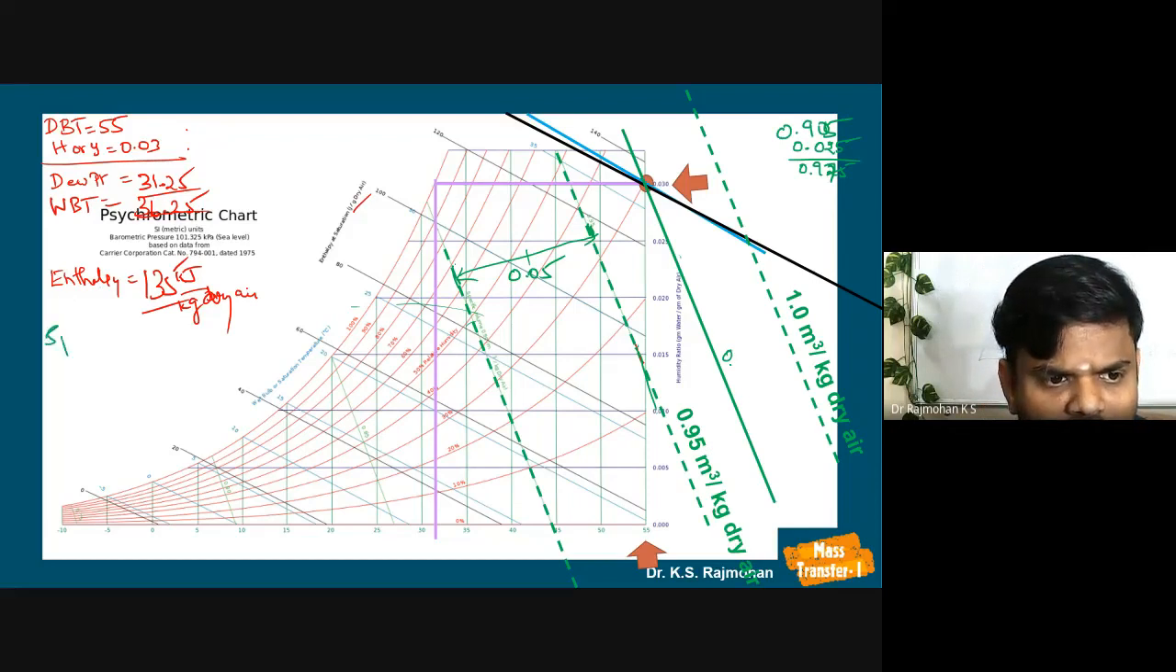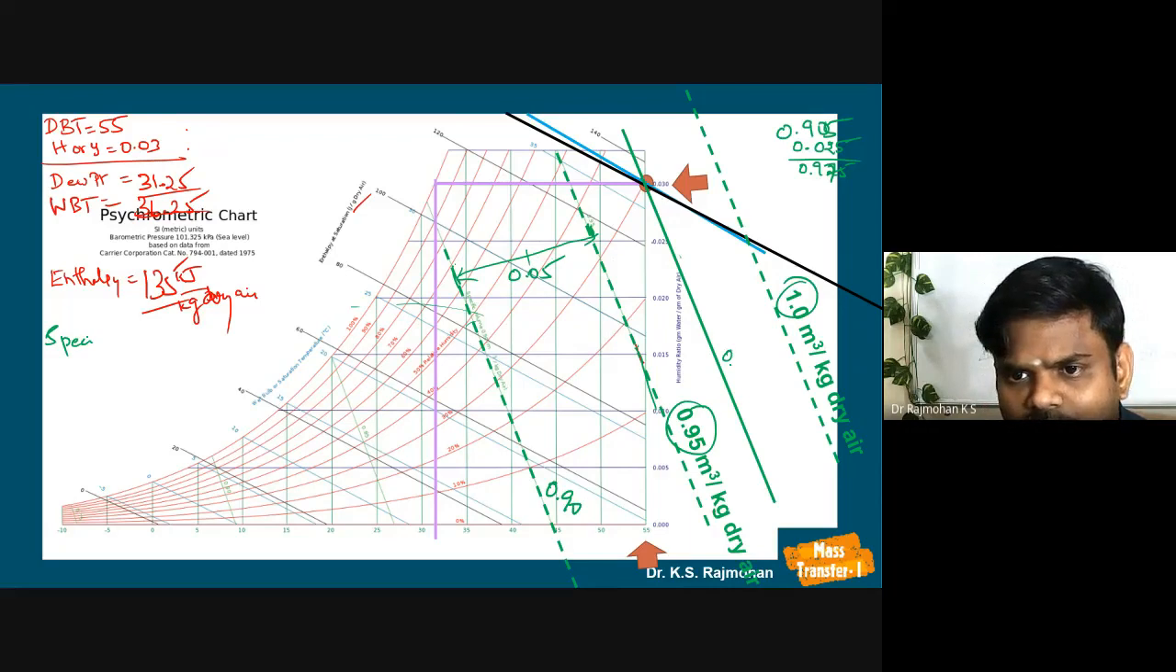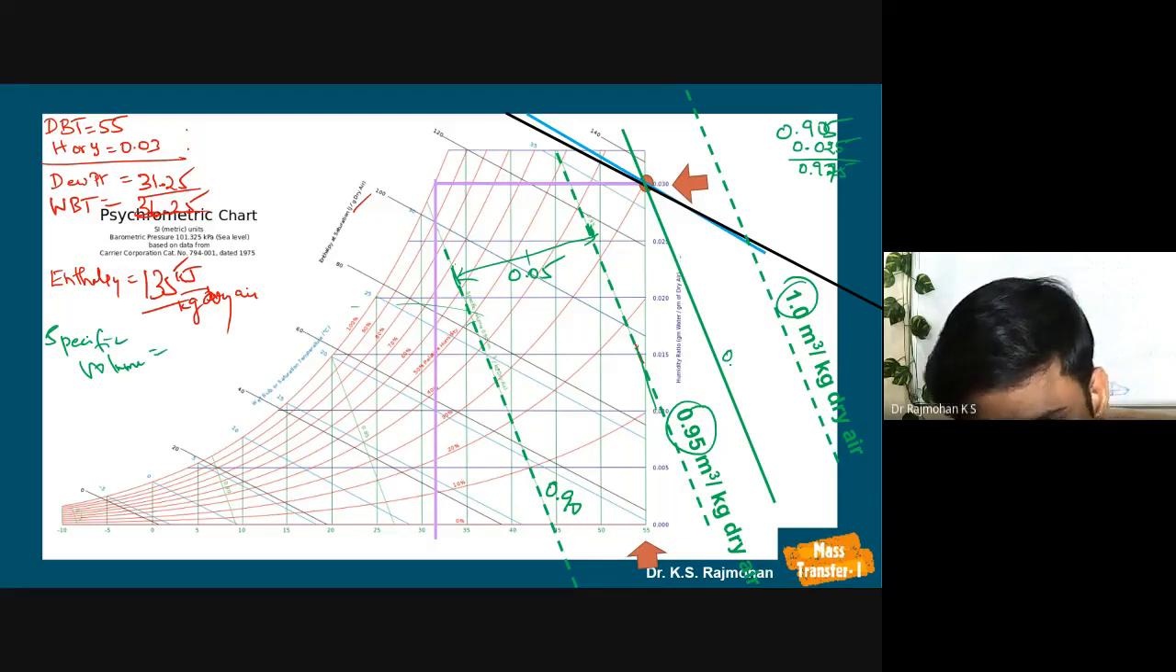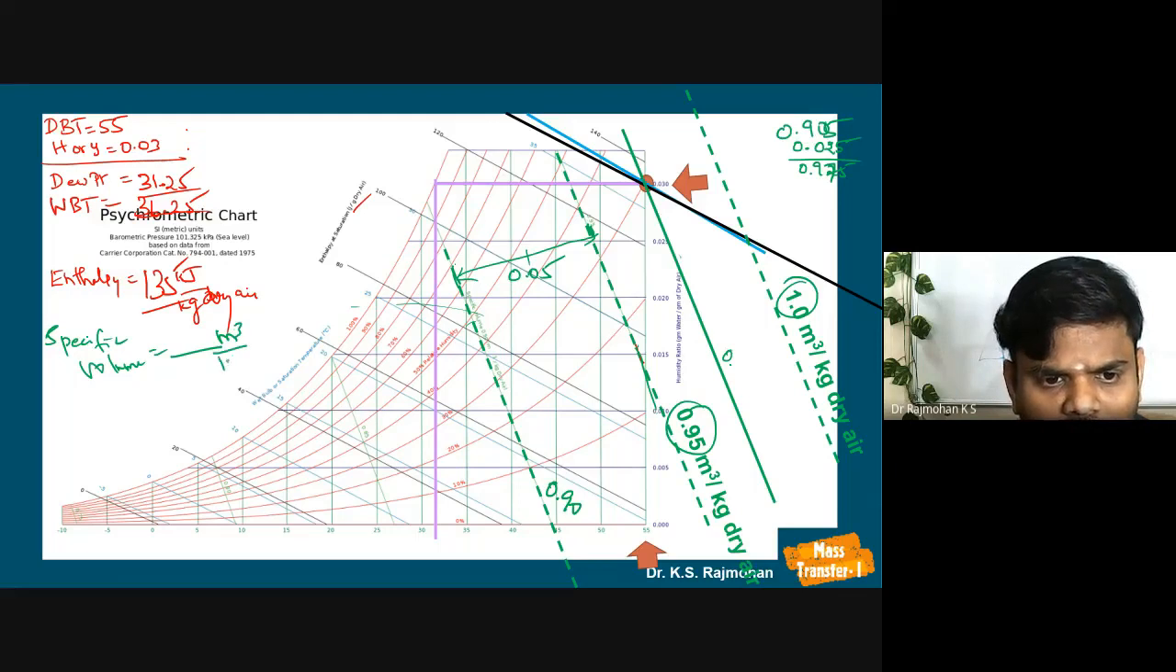So how do we write the specific volume? Here it is 0.90, here it is 0.95, and this is 1. So already 0.95 plus half of this 0.05, not exactly half but close to it. So 0.024 or 0.025, we get 0.975 as the specific volume. Specific volume is equal to, what is the unit mentioned? It is meter cube per kg dry air. So this much meter cube per kg dry air is the specific volume, which is 0.975. Okay, so these are the data that we have obtained.